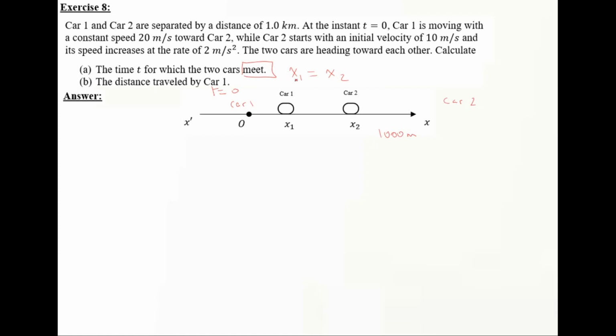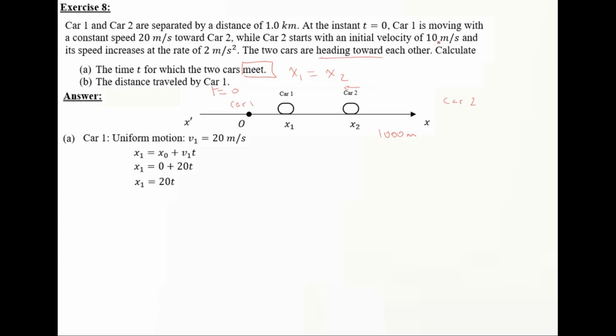Then in order to write the position-time equation for each car, we need to refer to the type of motion. For car 1, the motion is uniform, which is governed by this equation. The initial position is 0, the speed is fixed at 20 meters per second, and the position-time equation is given by 20t. Now what about car 2? First of all, they told us that the cars are heading toward each other, which means that car 2 is moving in this direction.